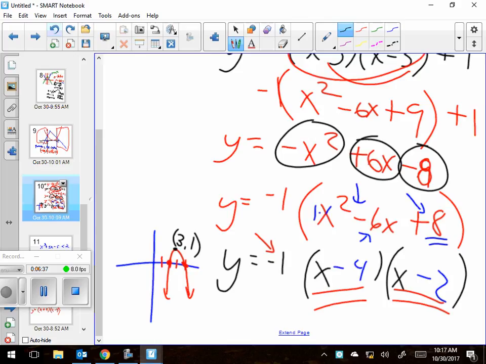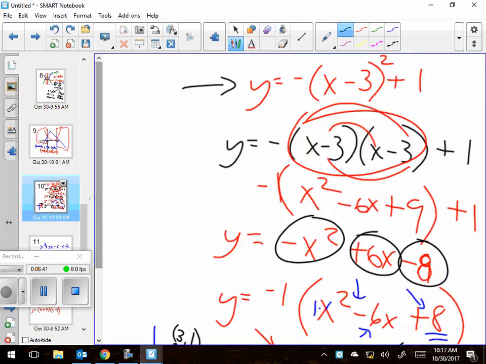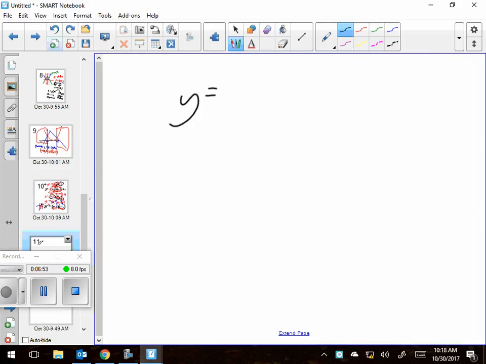Yes? How do you tell vertex form with the vertex? Oh, that part's easy. Here's the vertex. It's just you can't trust that one. So it's 3, 1. All right, that was pretty intense. Let's do it again. This time, not negative.